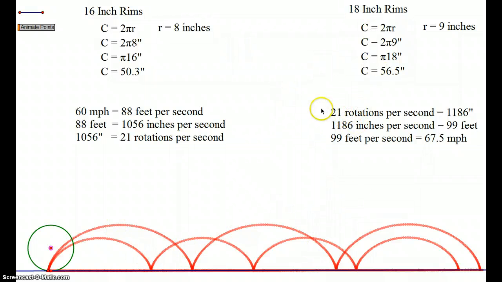So with 21 rotations per second, the 56-inch circumference times 21 gives us 1,186 inches per second. That gives us 99 feet per second, which is 67.5 miles per hour. So 16-inch rims with 21 rotations gives us 60 miles per hour, and 18-inch rims with 21 rotations gives us 67 miles per hour. So if you upgrade the rims on your car, the same number of rotations is going to give you a faster speed.